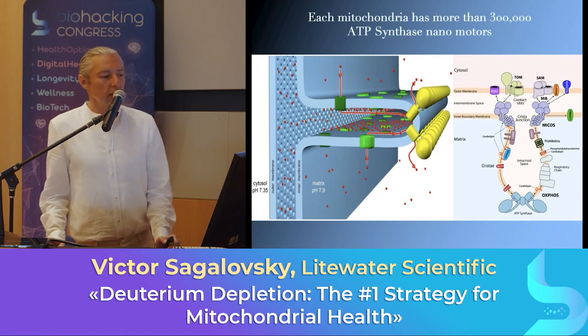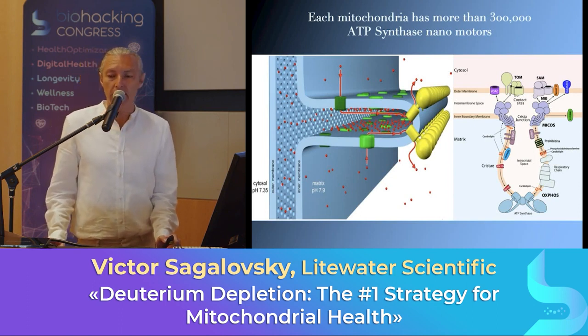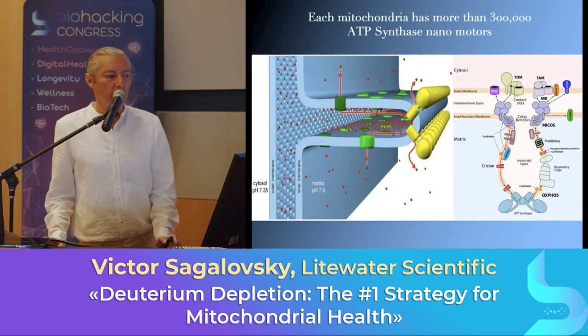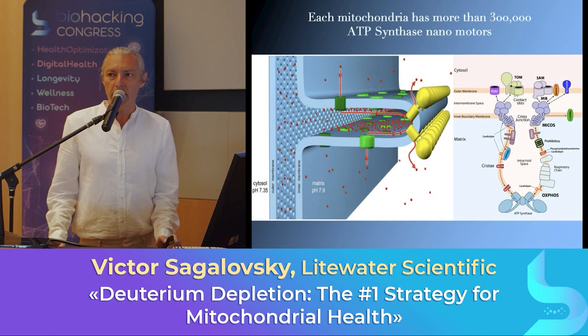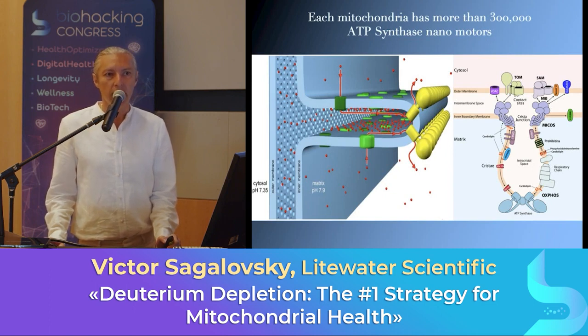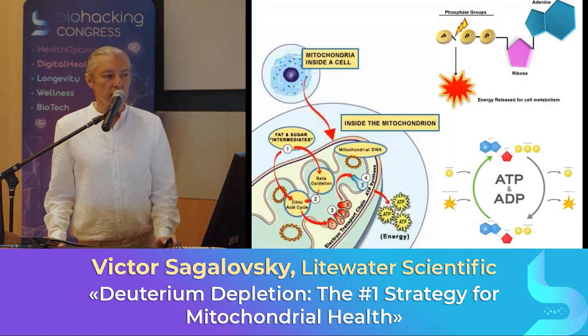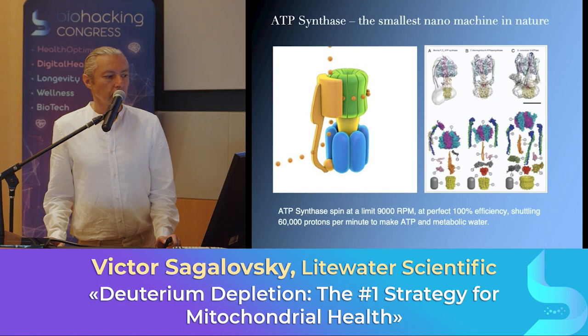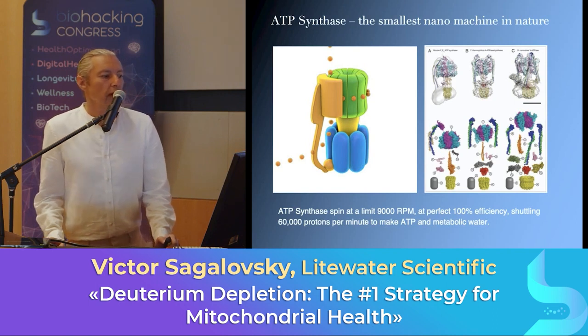Essentially, what I want to get to is these little motors that sit at the end of the electron transport chain. And this is really important because these little motors are what create the ATP in our bodies. And these little motors spin at up to 9,000 RPM, and they shuttle protons, and as they spin, they produce this adenosine triphosphate. ADP becomes ATP. And you can see these little motors.